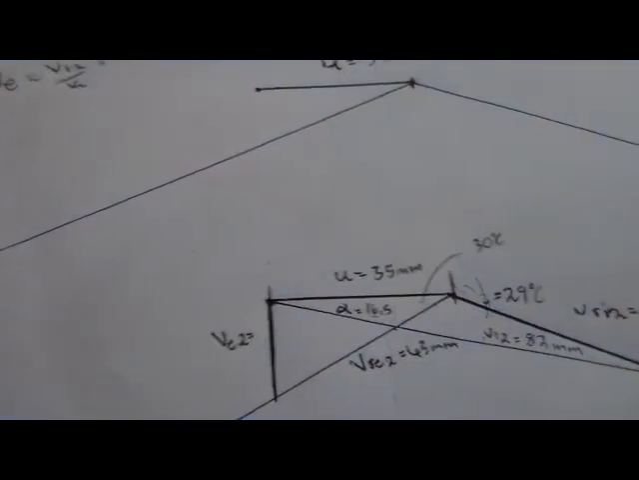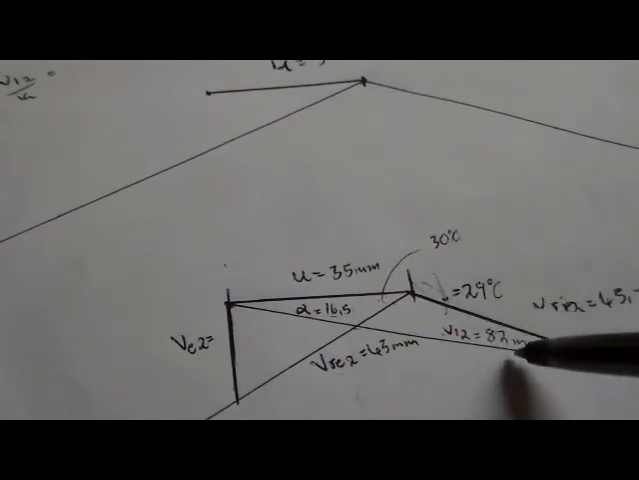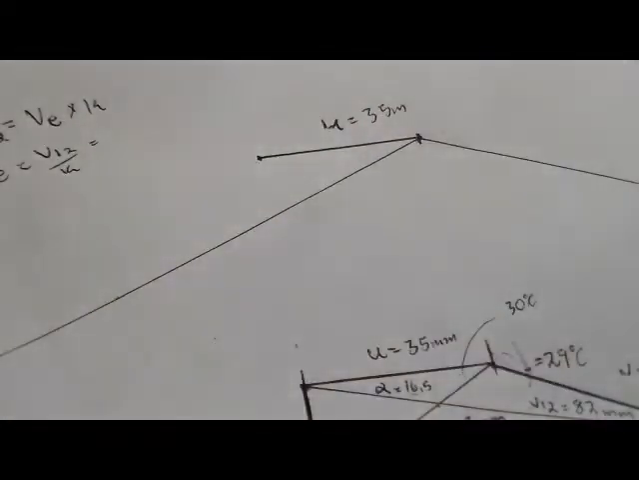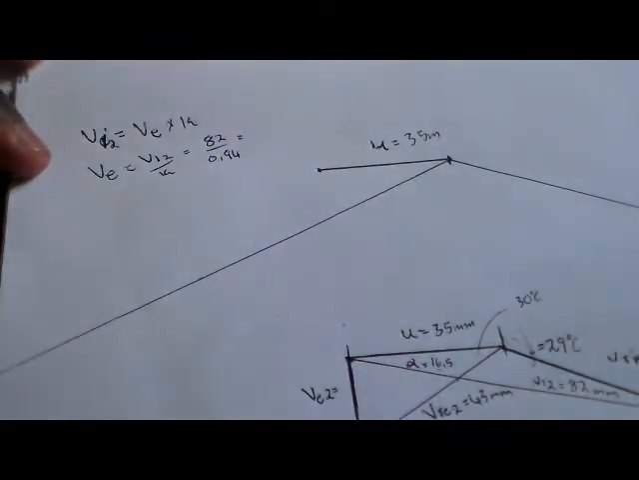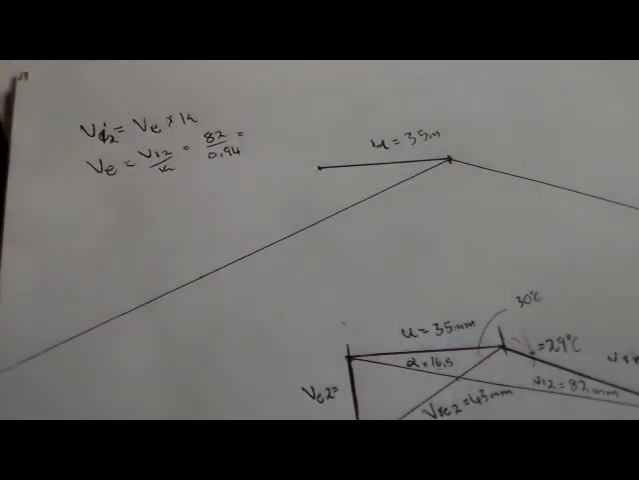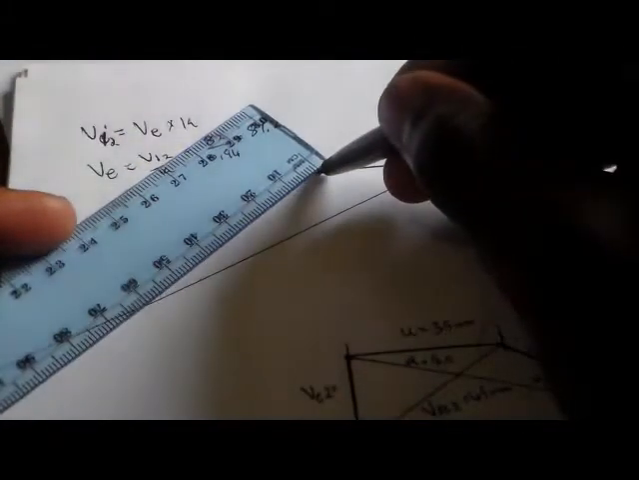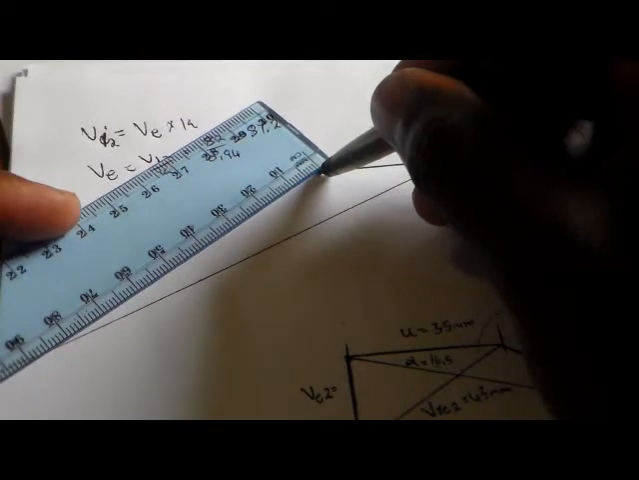We measured that it's 82. Now we got 82 here. We say that this is 82 millimeters. So if it's 82 millimeters, here we have 82 divided by our K, which is 0.94, so 82 divided by 0.94 is equal to 87.2. That means this one is 87.2. So now we're going to measure 87.2 here.